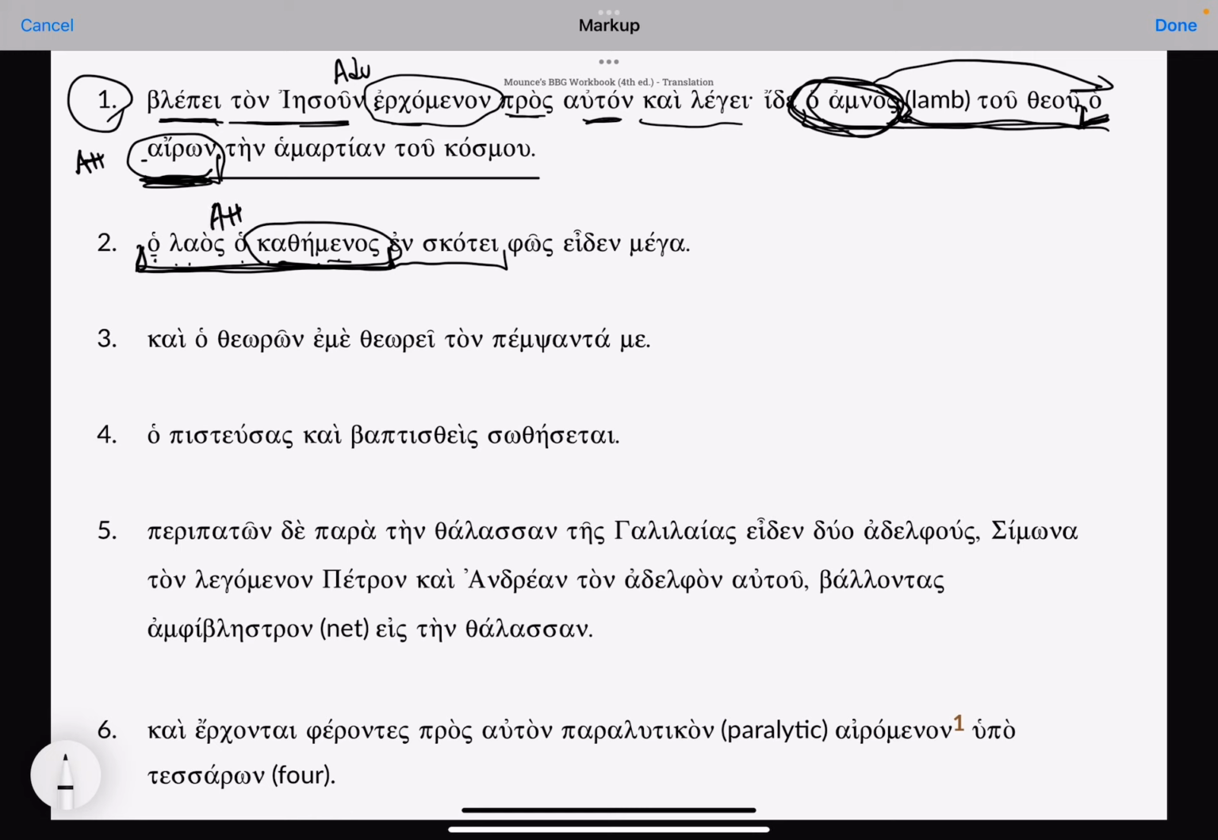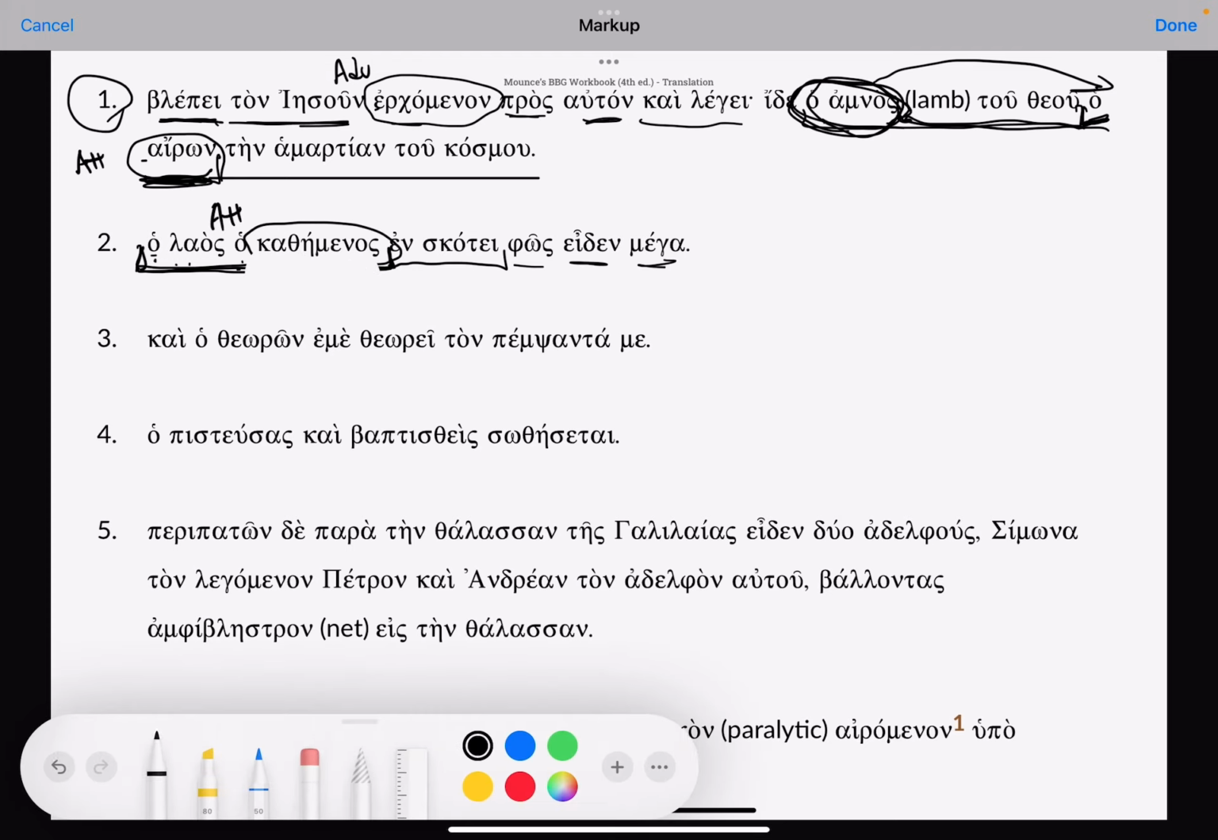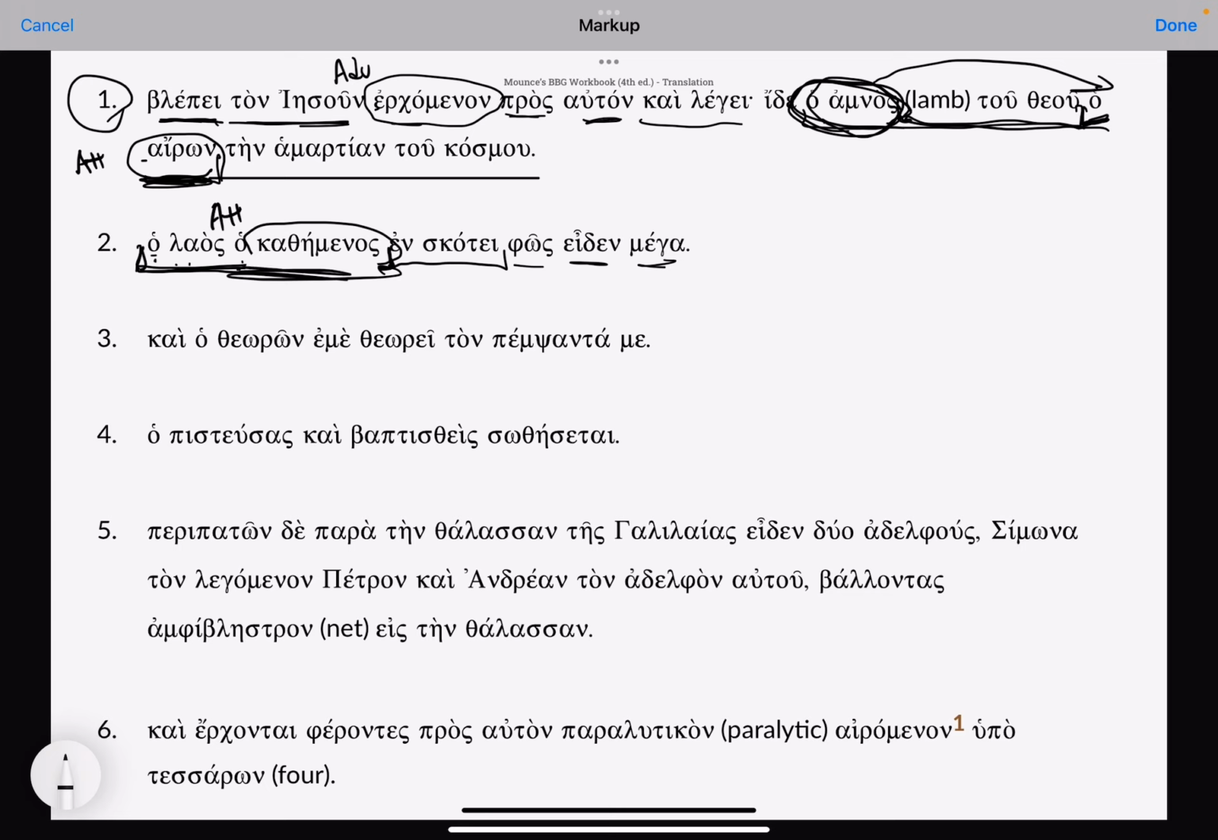Okay, so it's the people sitting in darkness, and they saw phos mega, great light. So this is attributive here, and it's in a second attributive position. It's functioning as an adjective. It is modifying laos. Okay. All right, now we go down to number three, and here we have our first substantival participle.